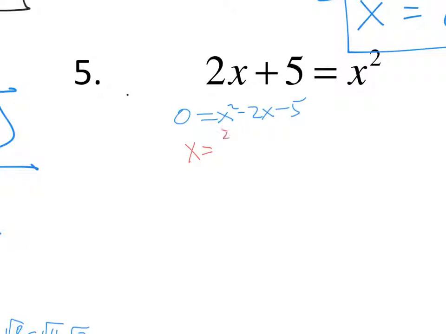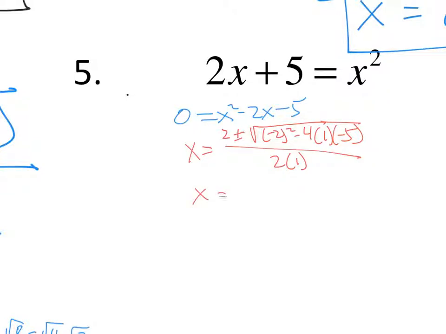x equals -b plus or minus the square root of b squared minus 4ac, all over 2a. And so we have x equals 2 plus or minus the square root of, this comes out to be 4, and this is going to be 20. 4 plus 20. Watch out for that negative. So this is going to be the square root of 24 all over 2.